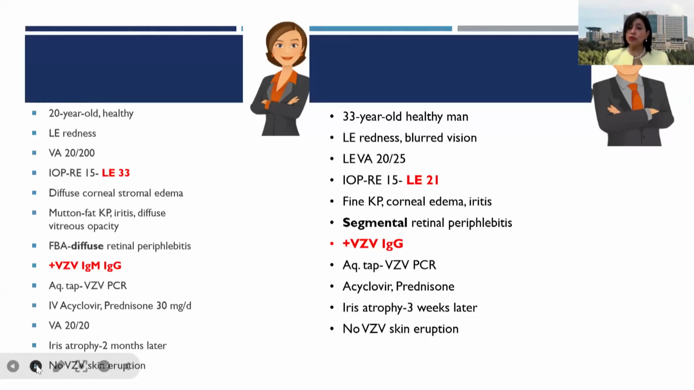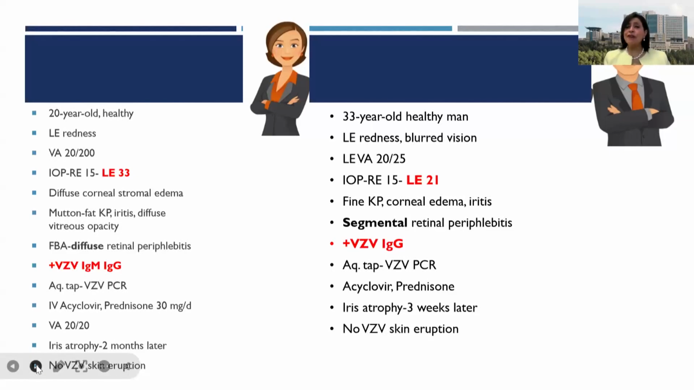However, the diagnosis was confirmed by aqueous tap, which demonstrated the presence of the VZV DNA by PCR. Both patients were treated with combination acyclovir and prednisone. The vision recovered, and the lady developed iris atrophy 2 months later, whereas the man developed iris atrophy 3 weeks later. Both of these patients denied having previously developed a VZV skin eruption.